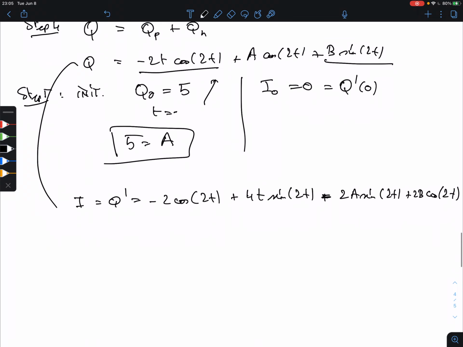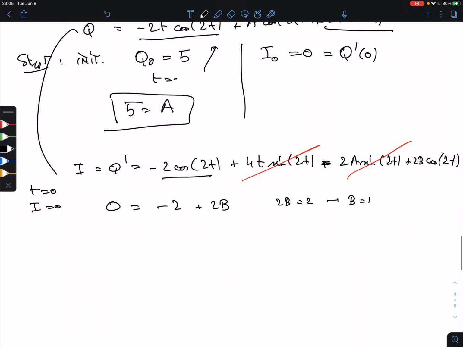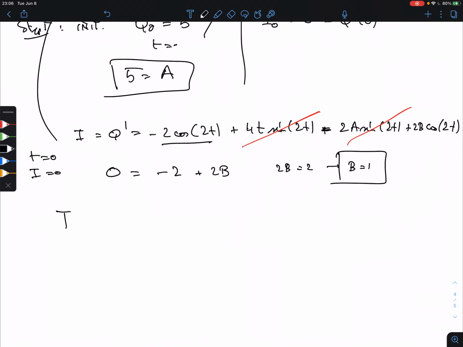Okay? And so now we plug in t equals 0, then I is 0. So 0 is equal to minus 2. This term survives. This one is going to be 0 because of the t, and also because of the sine. And the other one that we left is plus 2b. Okay, so we see that 2b is equal to 2, and we see that b is 1. So what we find is a is 5, b is 1. But we want the current, so this is what we have here.